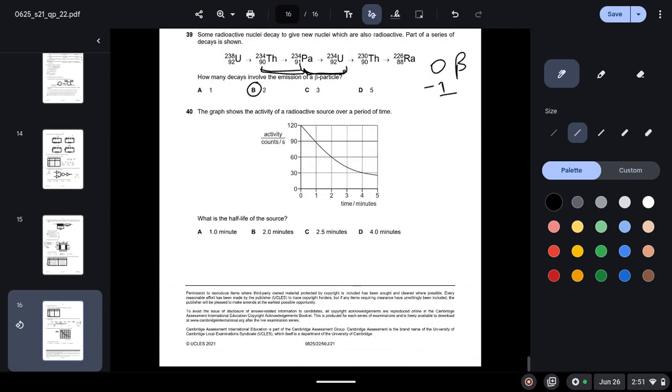And coming to the last question of this paper, the graph shows the activity of a radioactive source over a period of time. What is the half-life of the source? So we know that the half-life is the time taken for the counts to decrease by half. So 120, half of 120 is 60, and 60 counts we get at 2 minutes. So half-life is 2 minutes.